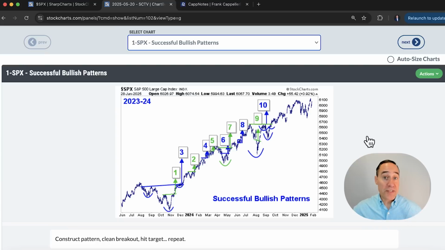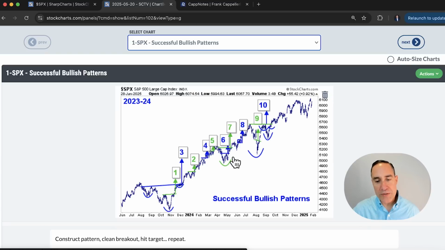Now, that may sound pretty simplistic, but think about what happens in an uptrend. You need successful bullish patterns. You need breakouts to work, the upside targets to get acquired over and over again. And as we can see from this chart here, from the low in October 2023 all the way to the end of 2024, we had 10 straight successful bullish patterns. Again, meaning that we got a clean breakout, the upside target was hit, and then the process started over and over again. And when that occurs, it just means that consolidation zones keep on getting resolved to the upside.